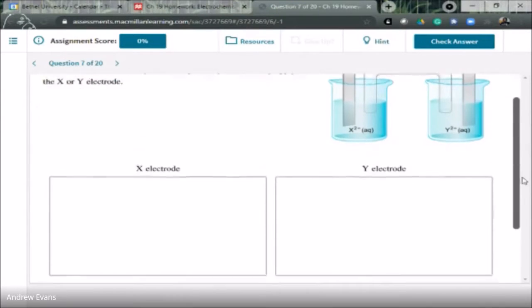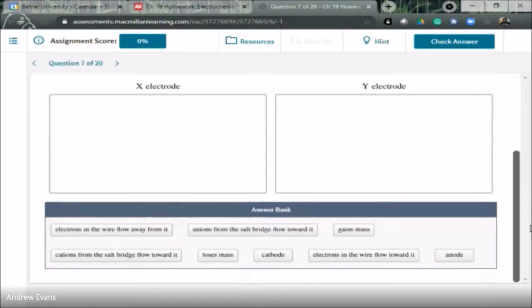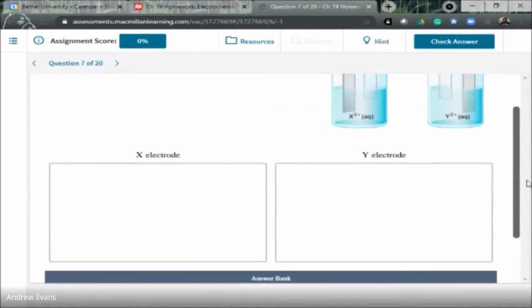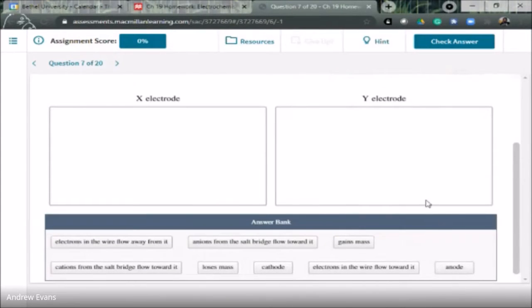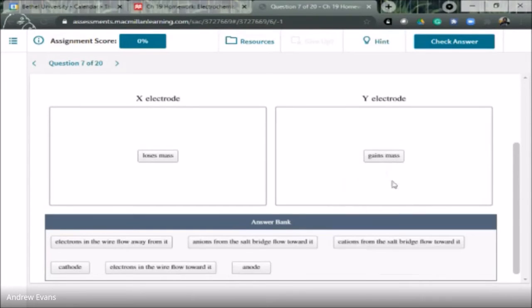So they're trying to tell you that, looking at the diagram on this one, if X is going to X2 plus, the X electrode will then lose mass because it's going to start dissolving. Thus, Y will gain mass. Because X is being oxidized, it is the anode, meaning the other guy is the cathode.